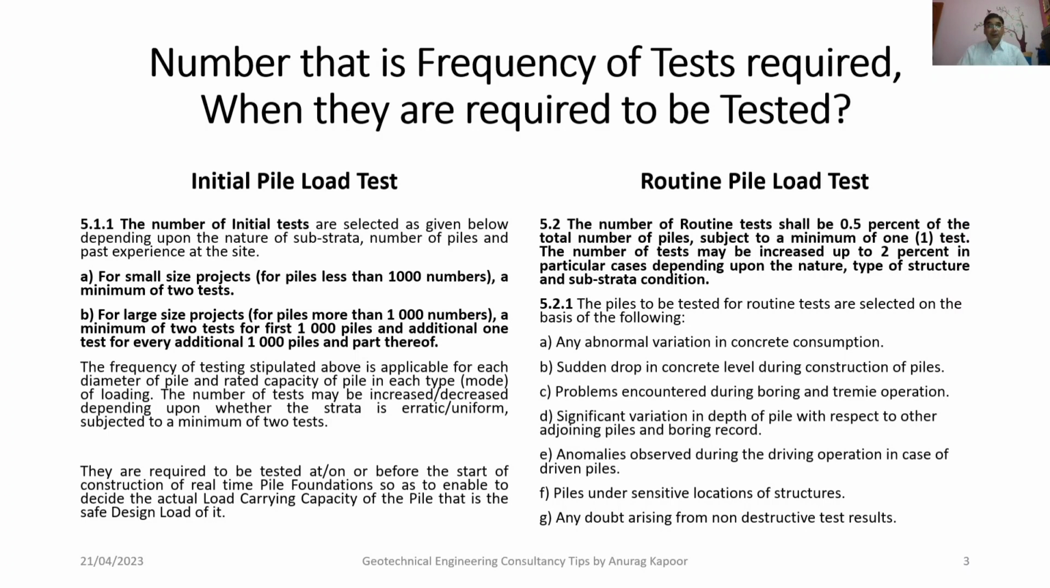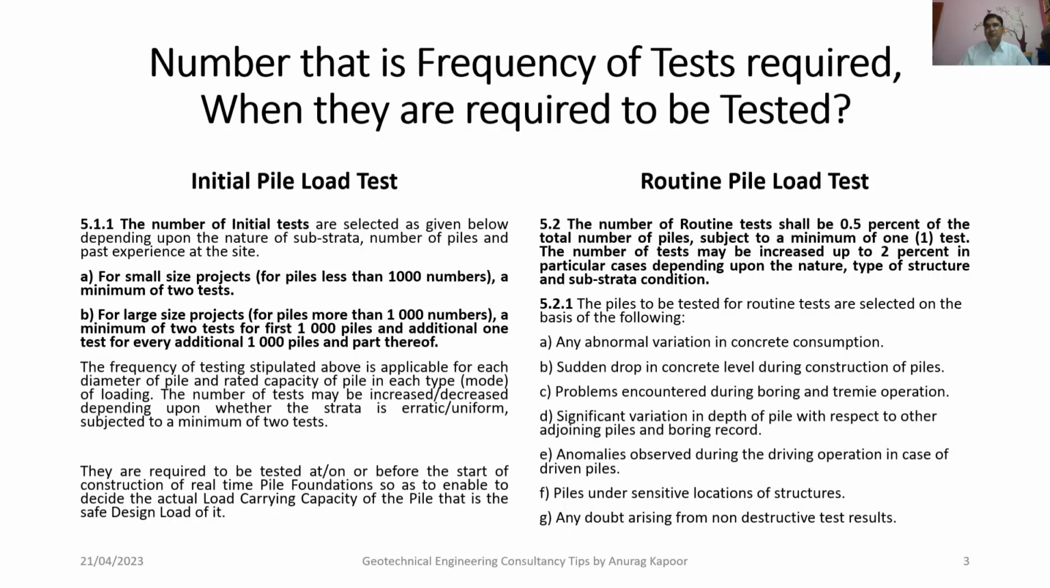Now, the frequency of testing stipulated above for the initial pile load test is applicable for each diameter of pile and rated capacity of the pile in each mode of loading, that is, vertical compression, uplift and lateral load. The number of tests may be increased or decreased depending upon whether the strata is erratic or uniform, subject to a minimum of 2 tests being performed at the site.